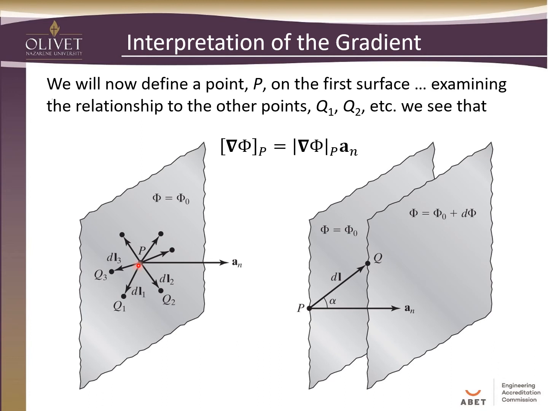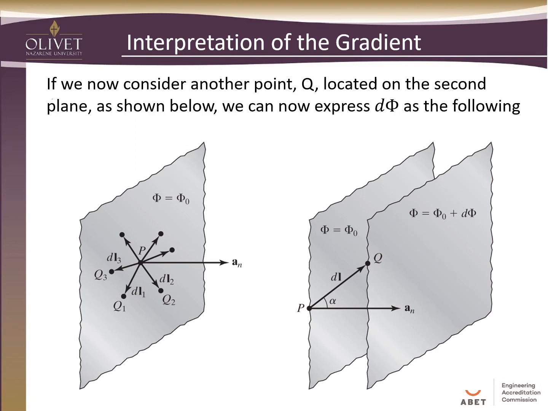We'll now define this point P on the first surface. Examining the relationship to the other points Q1, Q2, etc., we see that the gradient at the point is just equal to the magnitude of that vector value at the point, in the direction a_N, this unit vector. If we now consider another point Q located on the second plane as shown here, we can express d phi as the following, taking into account that we have this dl and this alpha, which is the angle between the normal to the plane and the angle that this vector makes going from P to Q.